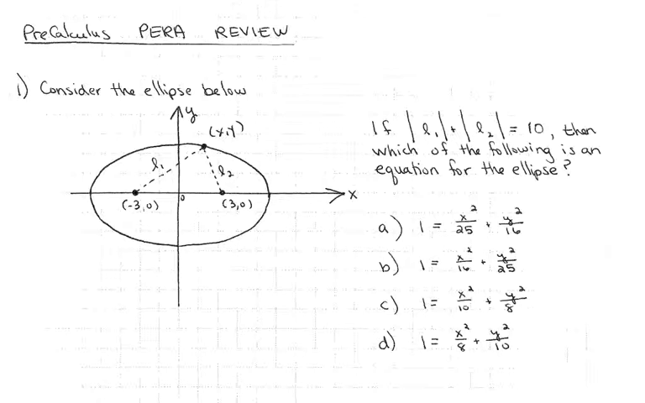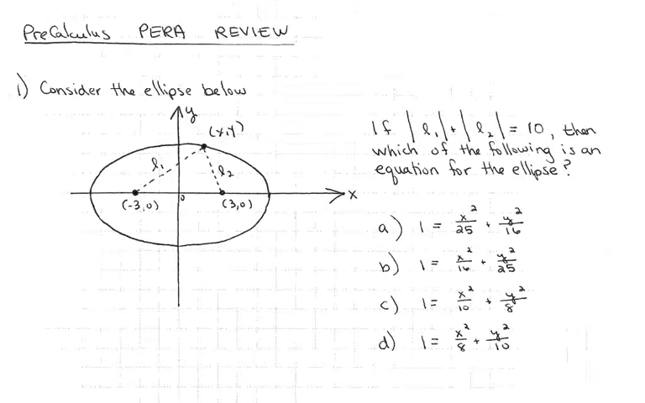In problem number 1, it said consider the ellipse below. And then it said if the absolute value of L1 plus the absolute value of L2 is equal to 10, then which of the following is an equation for the ellipse? First of all, all 4 choices are written in the correct format for an equation of an ellipse. So I can't cross any of them off for being an incorrect equation. But how are we going to determine which equation has the correct numbers involved?